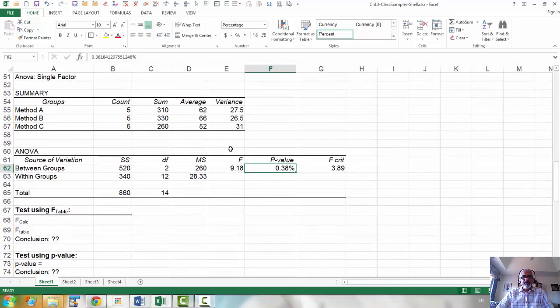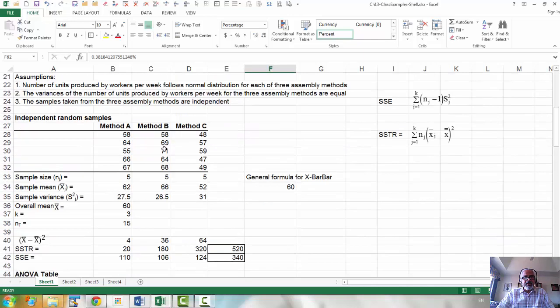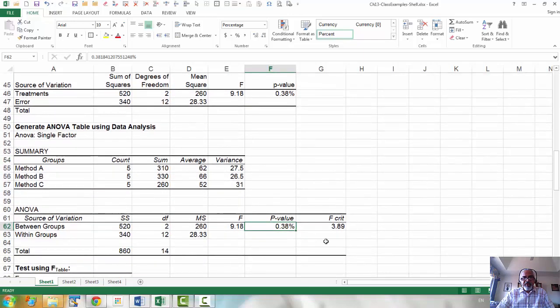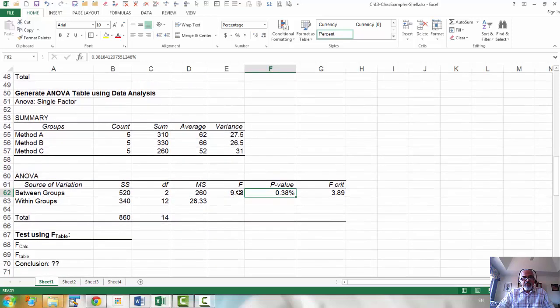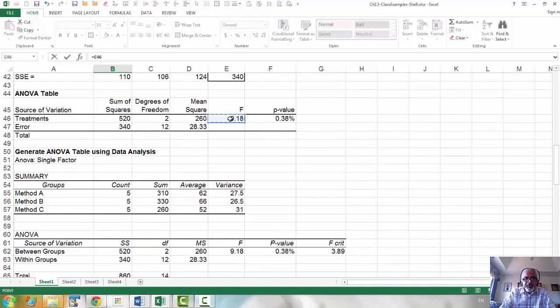Okay, so now we want to test the hypothesis whether the means are all the same or not, and we can do this test using F critical value. So we compare the actual F value with the F critical value. F critical value is from the table. So here F calc, okay, I'll get F calc from here.